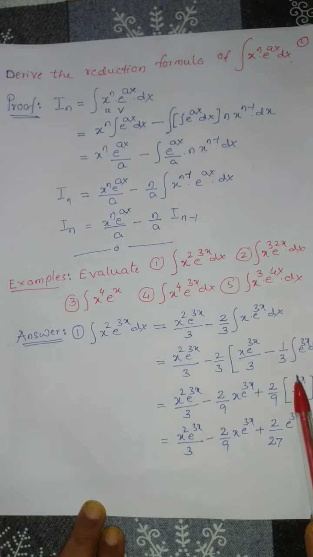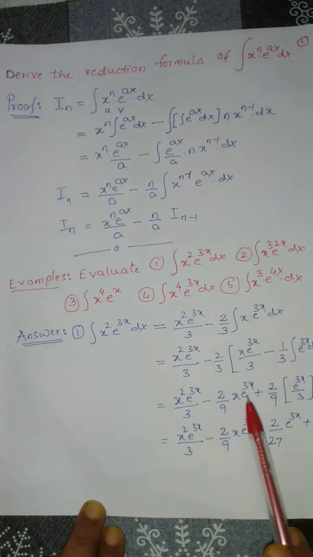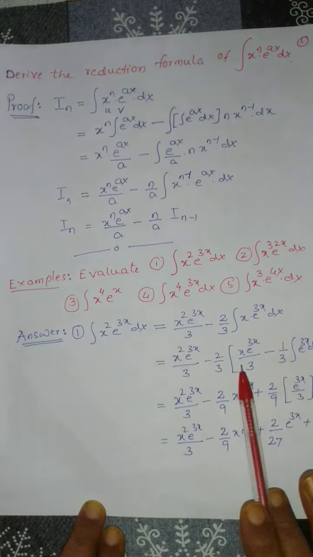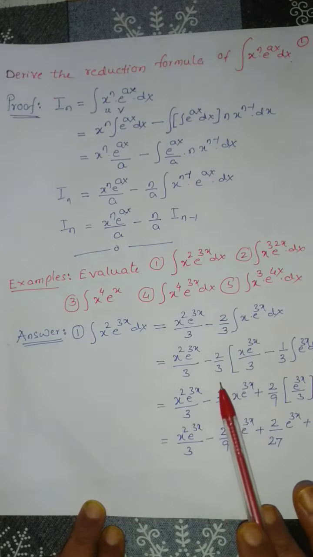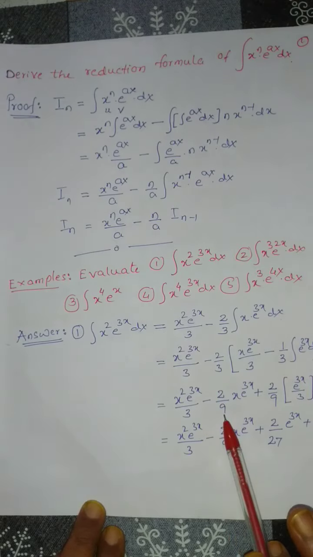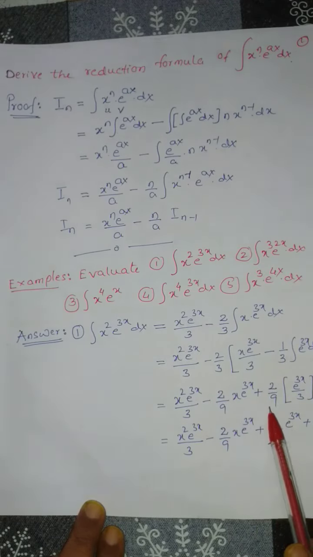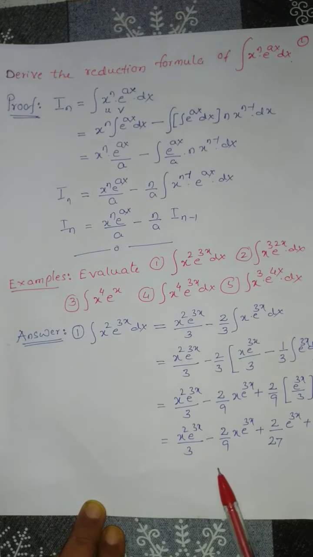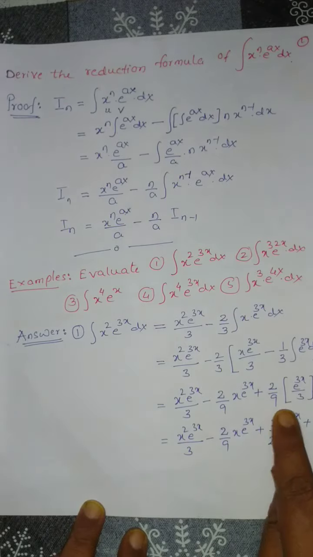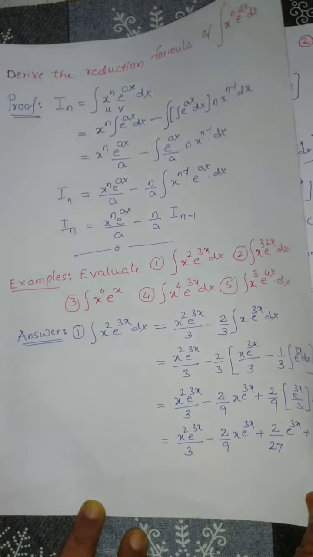The integral of e raised to 3x is e raised to 3x upon 3. And if I simplify this or remove the bracket, minus 2 by 3 into 3 is 9, x e raised to 3x, minus into minus, plus 2 by 9 e raised to 3x upon 3, its integration, plus c. So this is a simplification of the above step, because 9 into 3 is 27.